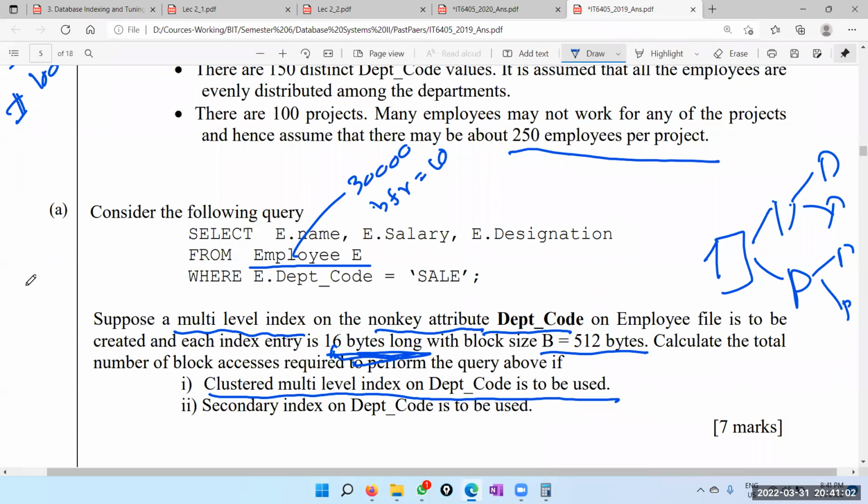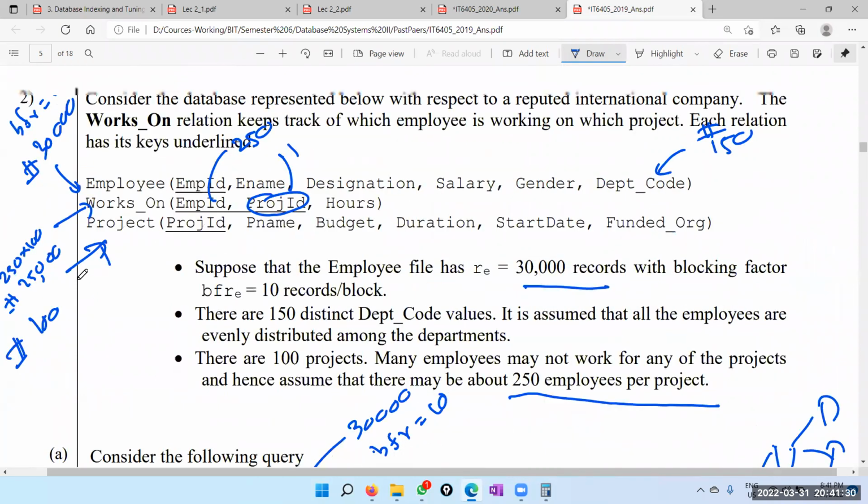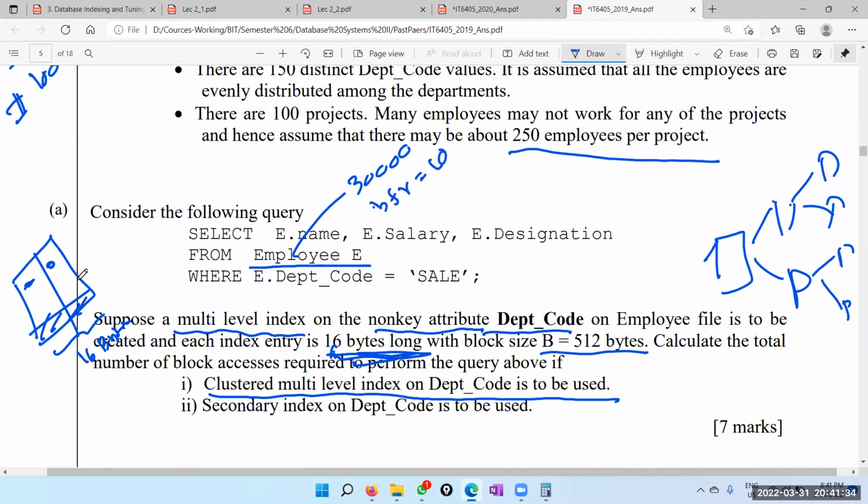Now this is for the index entry. An index entry has the clustering field and the block pointer, 16 bytes long, and the block size is 512. Now you can calculate the block factor. BFR is the number of records per block in the index file, the clustering index file. 512 divided by 16. I'm using a calculator.